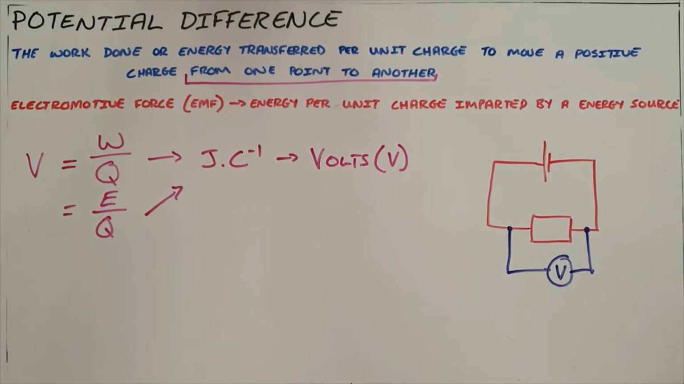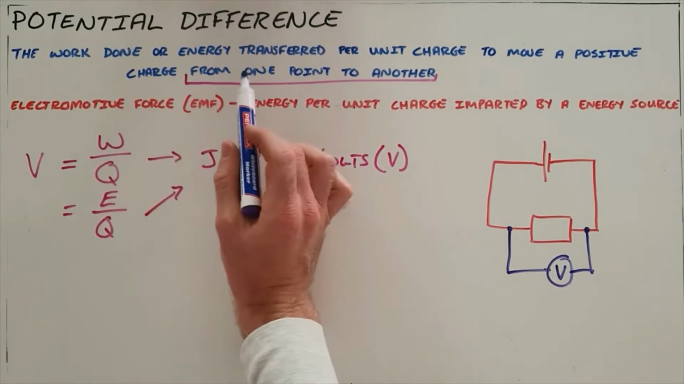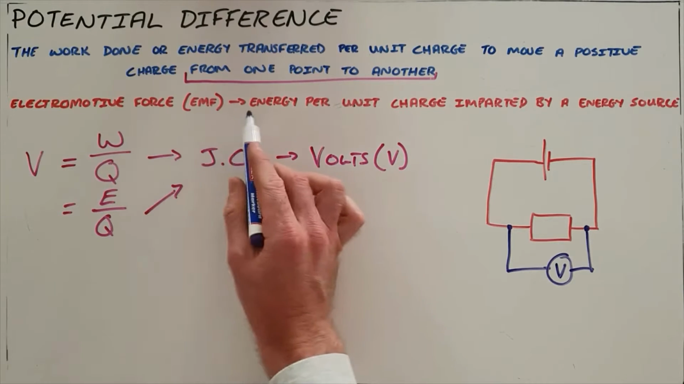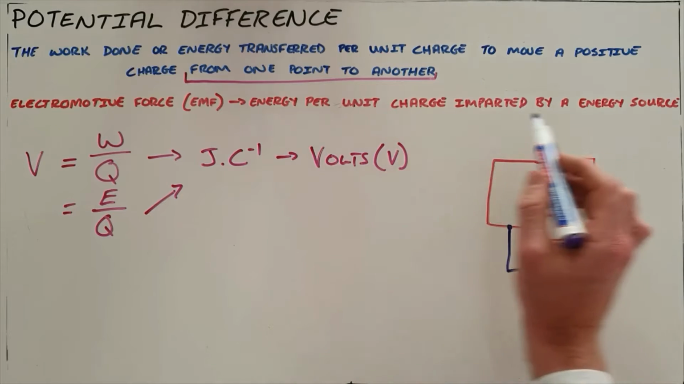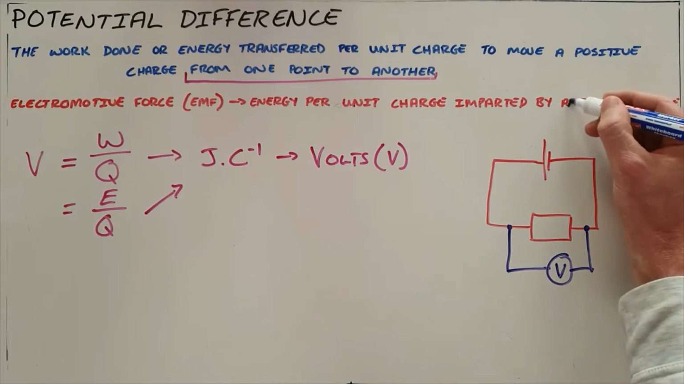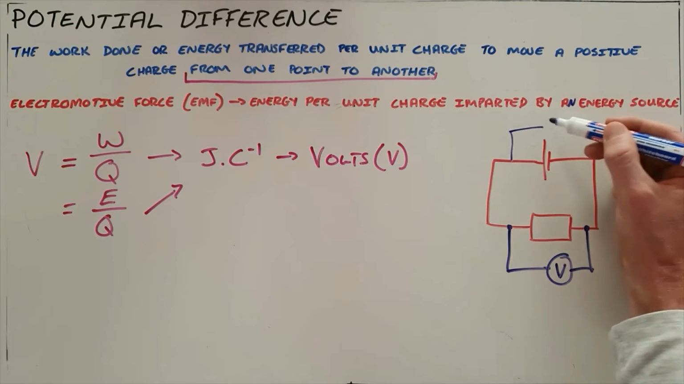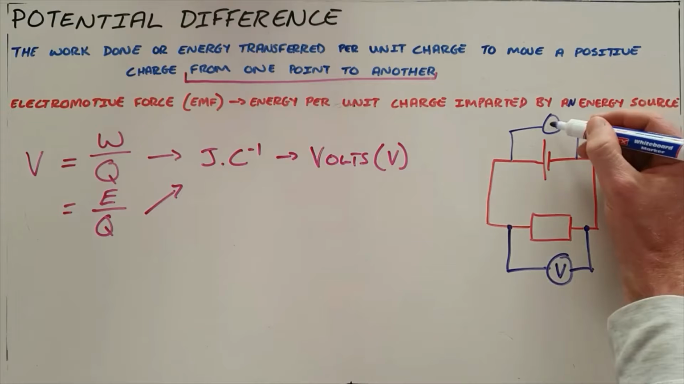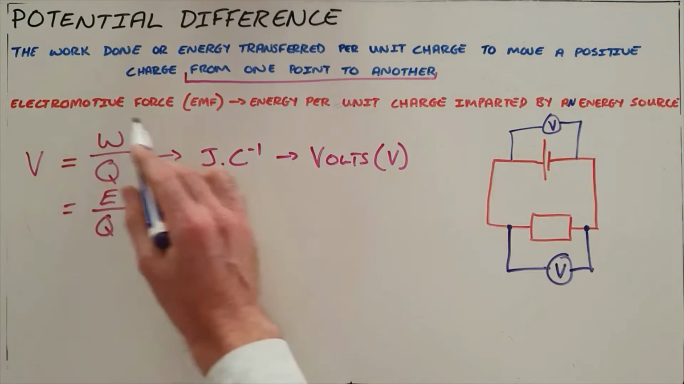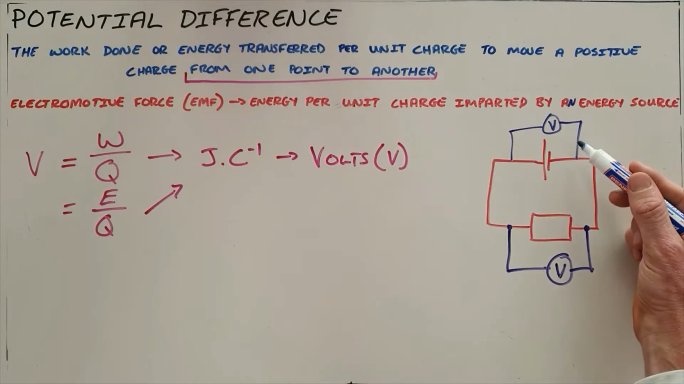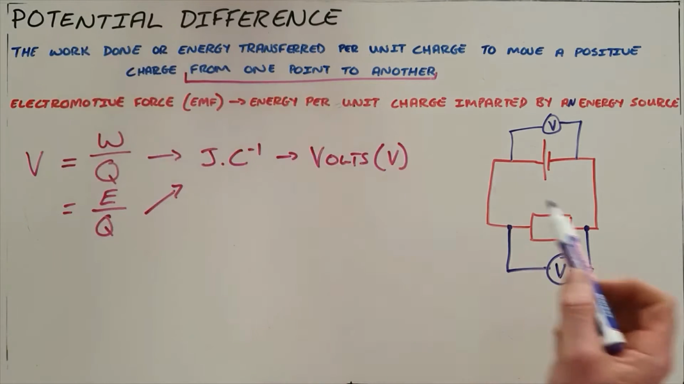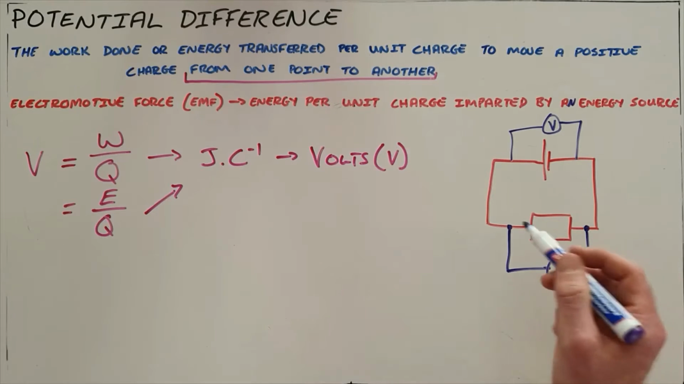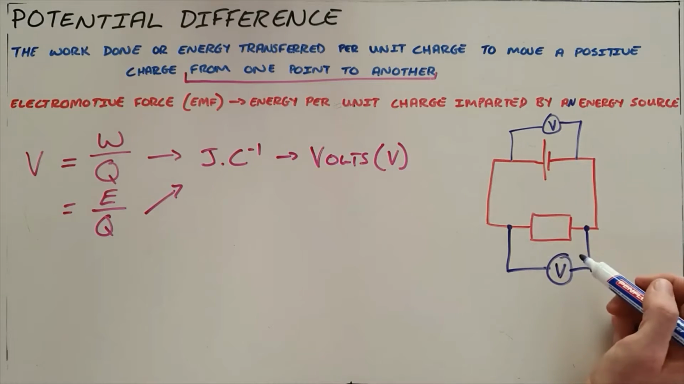It is also important to notice the difference between potential difference and electromotive force, or EMF, which is the energy per unit charge imparted by an energy source. And that is an energy source only, so the EMF that is measured across a battery would also be its potential difference, but EMF refers specifically to energy provided by energy sources, whereas potential difference refers to the amount of energy that is used per coulomb of charge to move a charge through any part of a circuit.